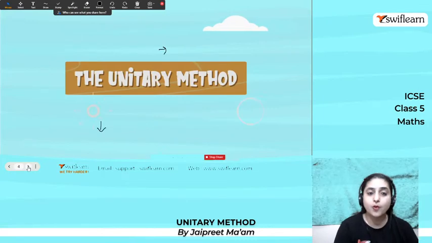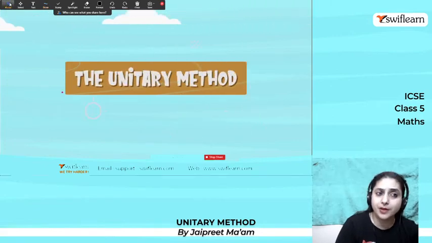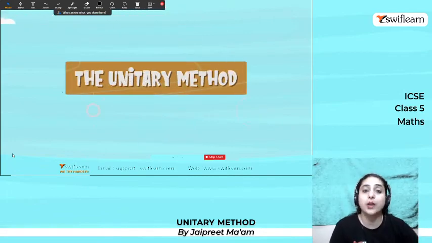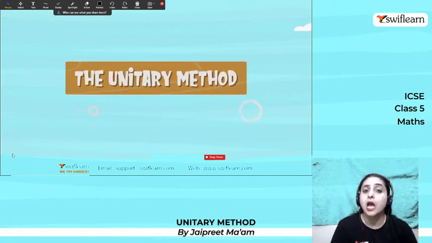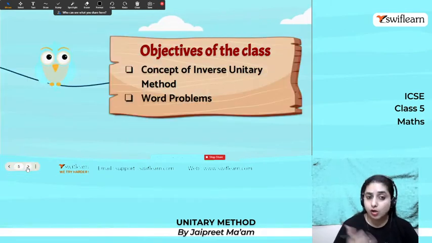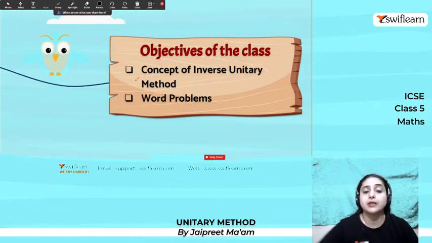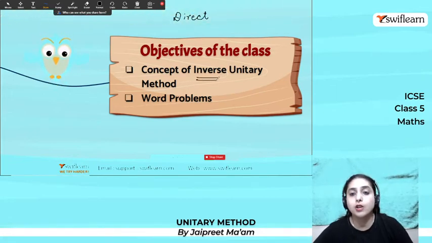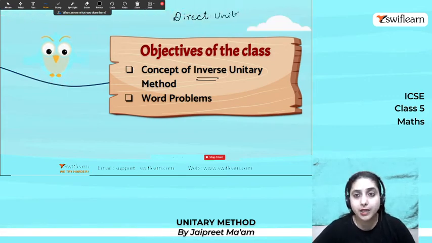So let's begin our second session of grade 5, that is unitary method. In the previous session we have already discussed part 1, in which we discussed direct variance, the meaning of unitary method and its application in daily life. Now today we are going to learn more about the unitary method and solve some word problems, and we will learn the second part. We have two parts basically, direct and indirect, and we also call it inverse unitary method. Direct unitary method we have already discussed.